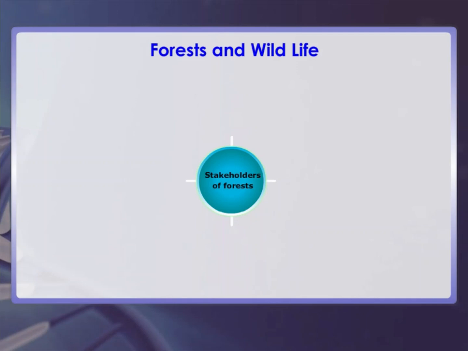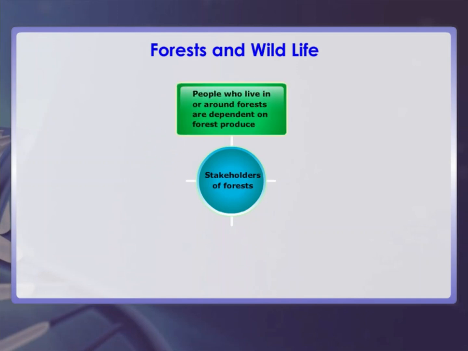Some of us have access to alternatives, some do not. When we consider the conservation of forests, we need to look at the stakeholders who are: 1. The people who live in or around forests are dependent on forest produce for various aspects of their life. 2. The forest department of the government, which owns the land and controls the resources from the forests.